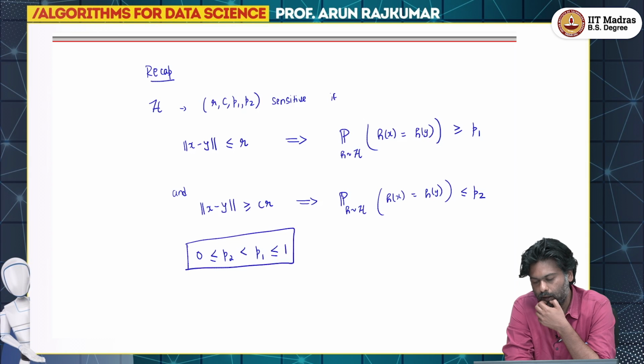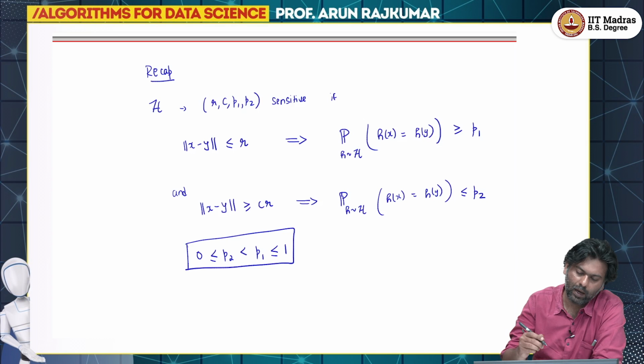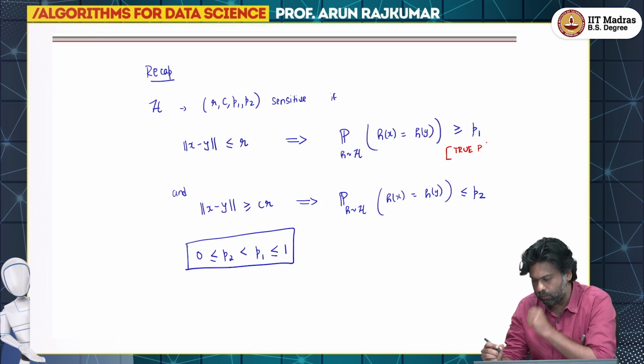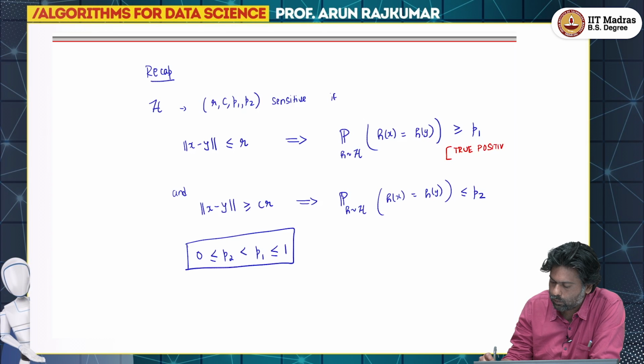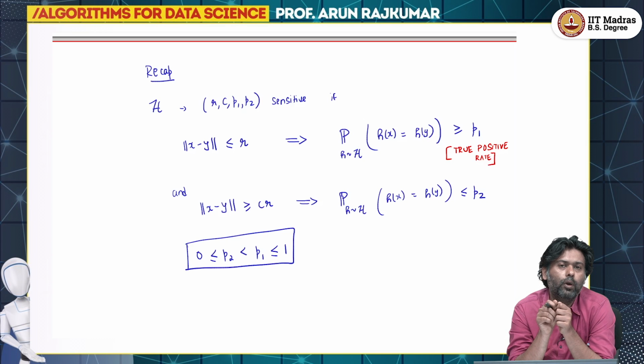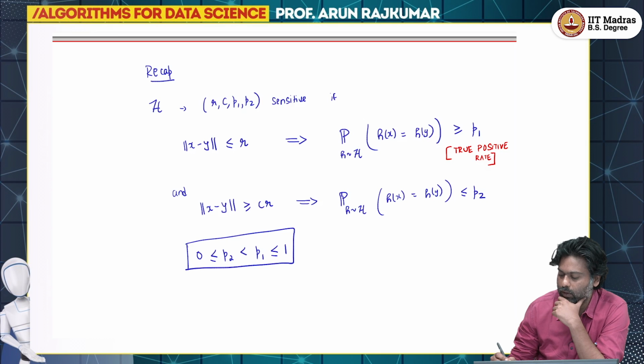So this is something that we want, right? So that is the chance that near points collide should be greater than the chance that far points collide, right? So that's a basic necessity, and this is P1, it is sometimes called the true positive rate. That is, what is the chance with which two points which are truly close to each other actually collide, right? So that's the true positive rate, and P2 we'll call it the false positive rate.